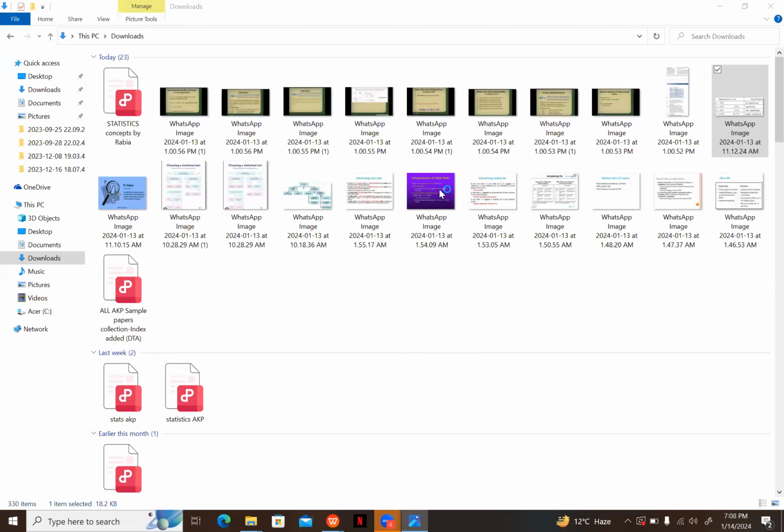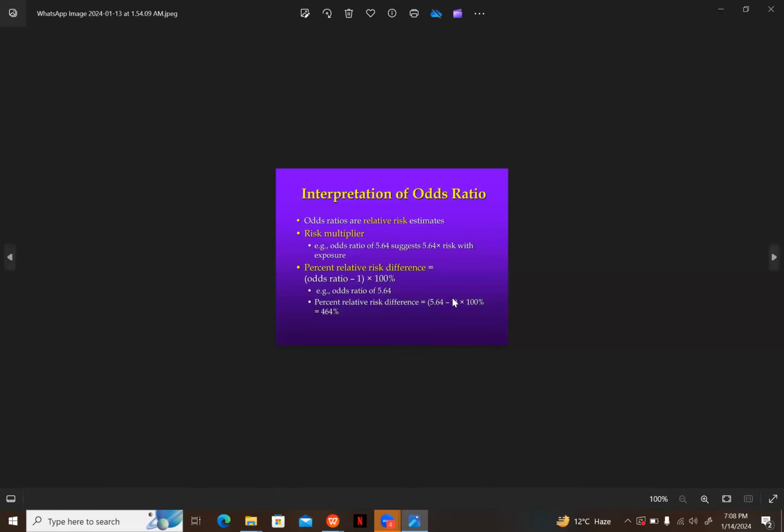Okay, some more slides. This one, yes. Interpretation of odds ratio. Odds ratio and relative risk are estimates, and they are almost the same, but one is used in the cohort study and the other in the case control study. As I have shown you, what they want to say is the risk multiplier. An odds ratio of 5.64 suggests that the risk is multiplied 5.64 times with exposure. This 5.64 is more than 1, so that's why it is giving you the significant value.